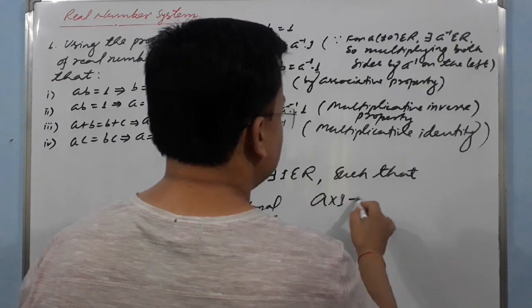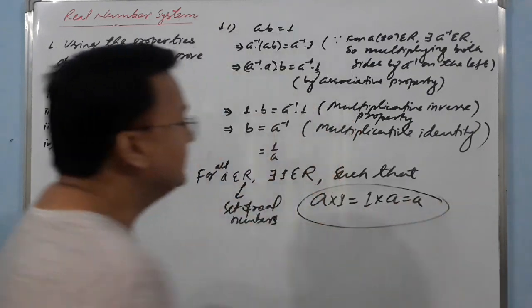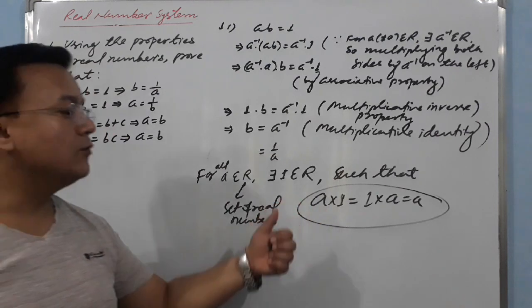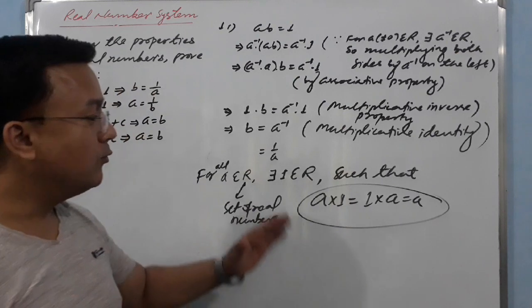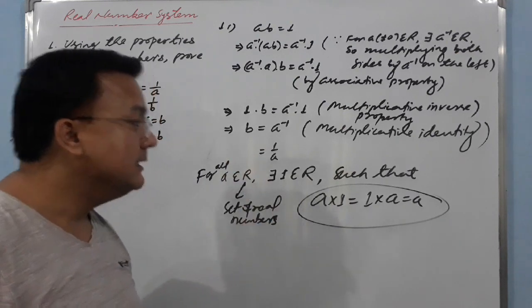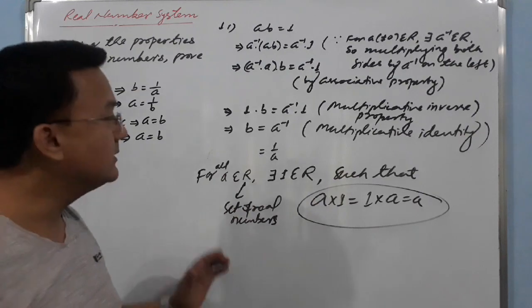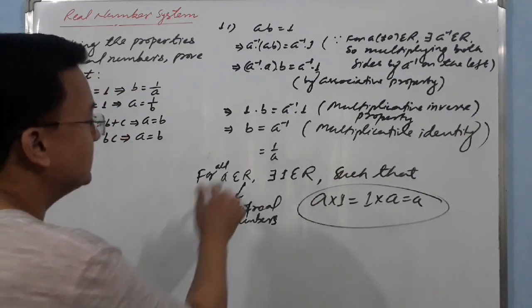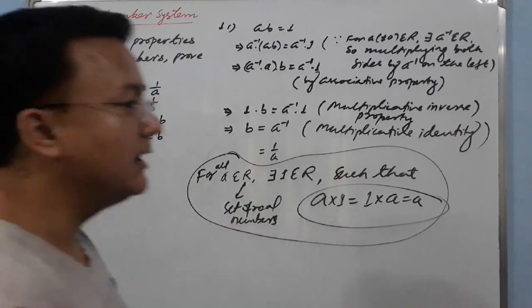A times 1 is equal to 1 times A is equal to A. This property is called your multiplicative identity property. So 1 is called your multiplicative identity, and this property is called your multiplicative identity property, right? So I think it is now clear. So what is your multiplicative identity property? You can go through it.